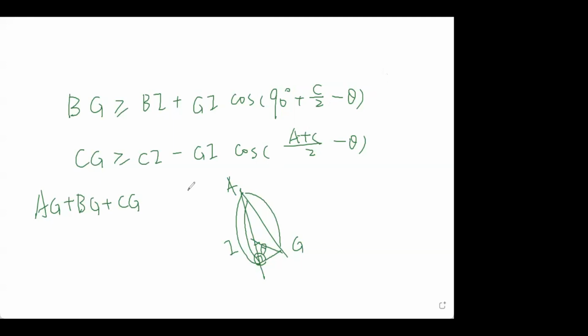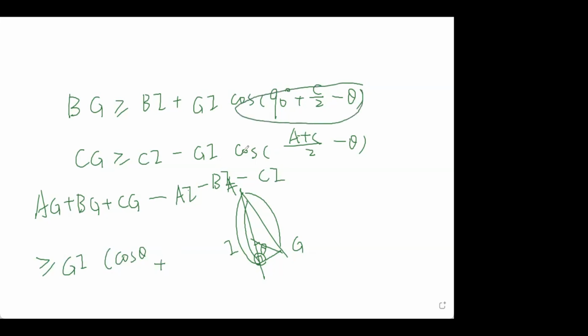So we know AG plus BG plus CG minus AI minus BI minus CI. I'll keep writing this. This one is bigger than GI cosine theta plus this one, and minus this one. I'm too lazy to write it out. The next step is just some trigonometric bash, and I'm lazy to write it.